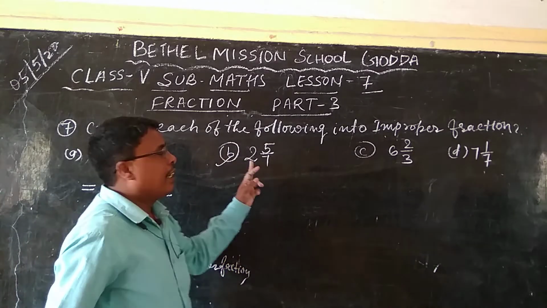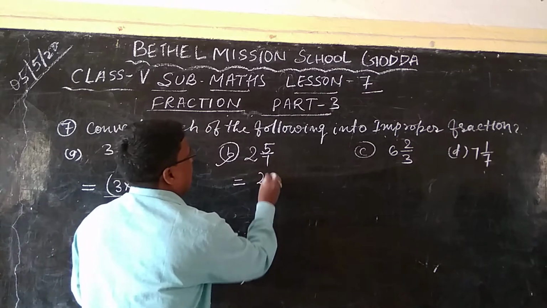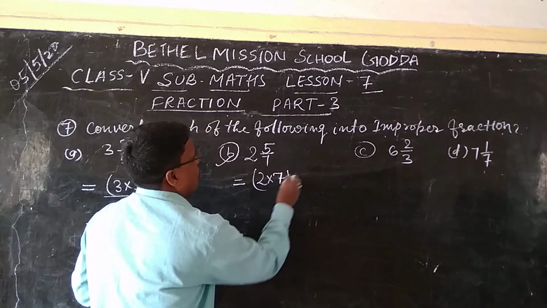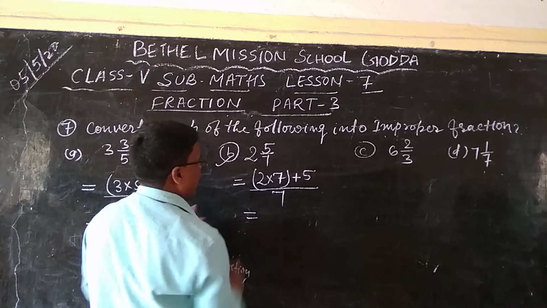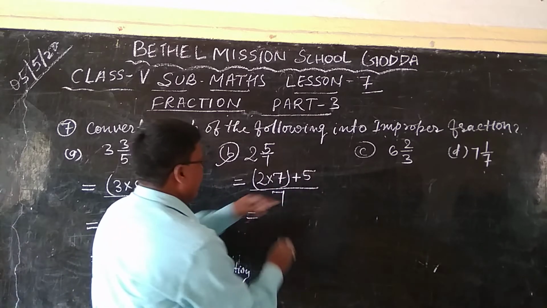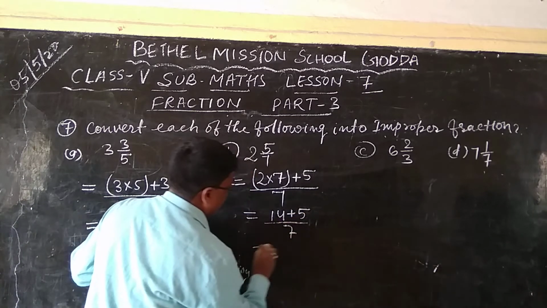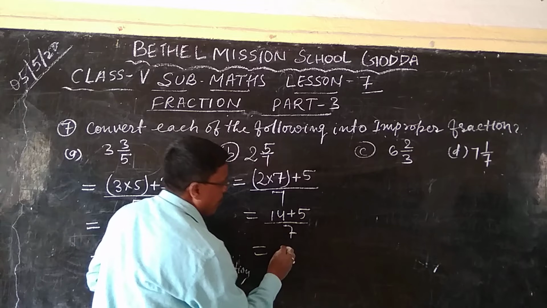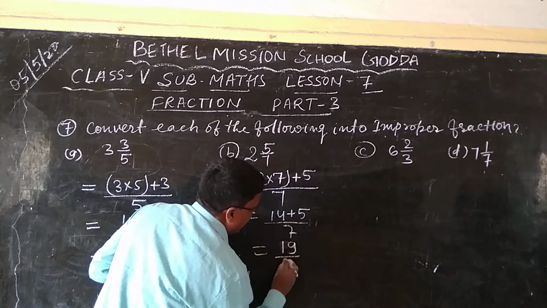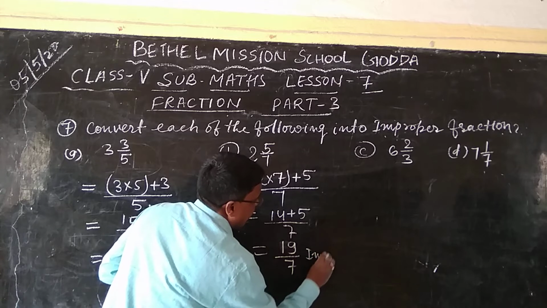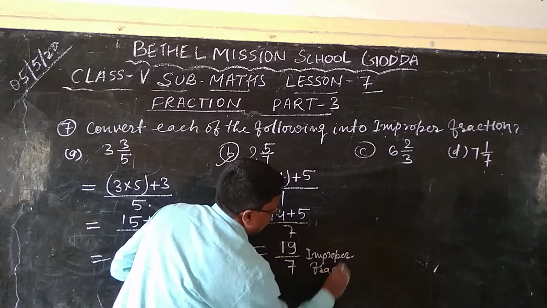Next question, 2 whole 5 by 7. Same as this, right? 2 into 7, bracket close, plus 5 divided by 7 equals what? 7 2s are 14 plus 5 by 7. Next, 14 plus 5 is 19. 19 by 7 is an improper fraction.